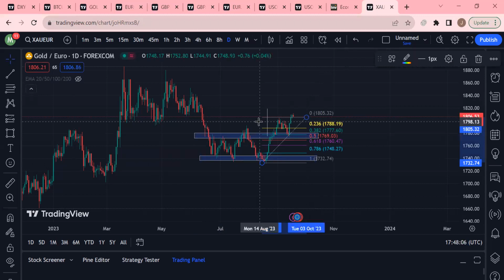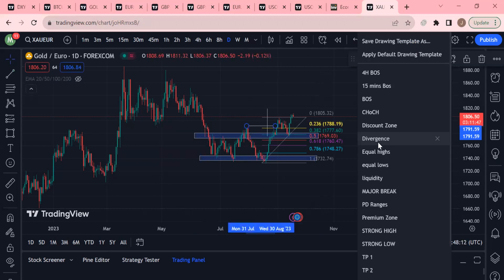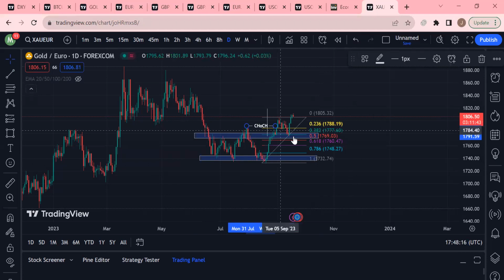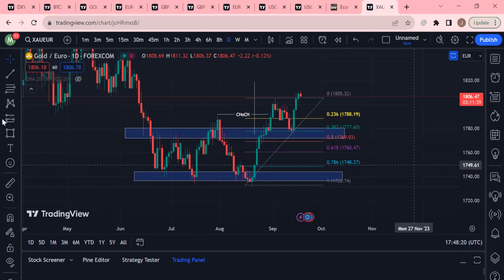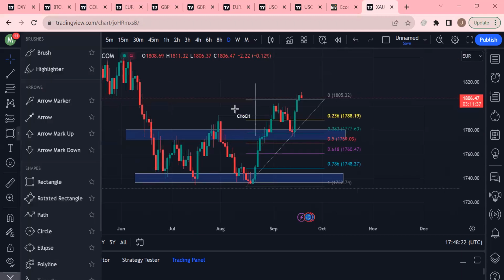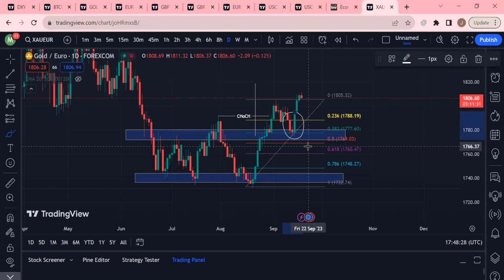You can see that if truly this is a perfect break of structure, what happens? If truly this was a perfect change of character to the upside, what happens? The market reverses back to just 0.382. And if it reverses back to 0.382, it will give you a bullish signal around that area. And what do you see? That's a morning star, which is a reversal candlestick pattern back to the upside.